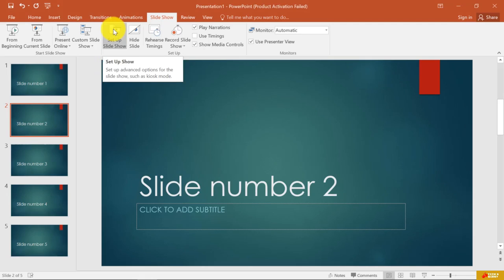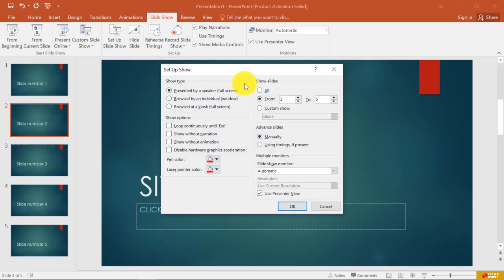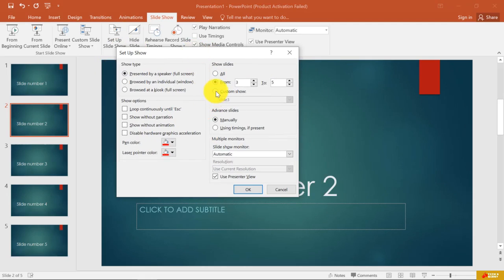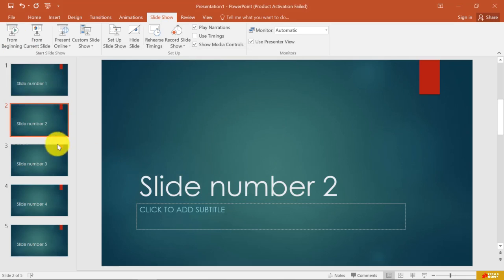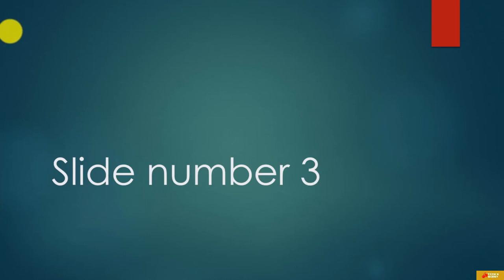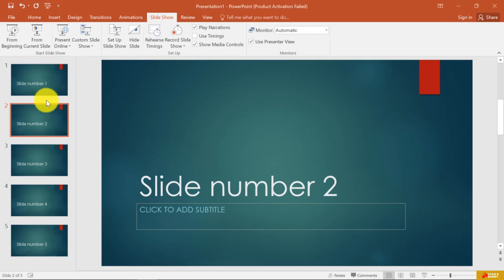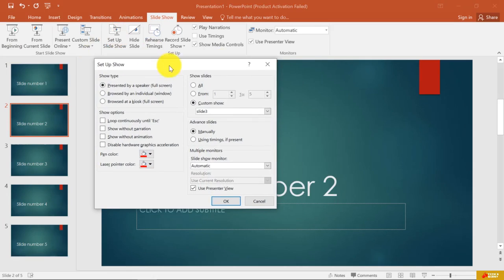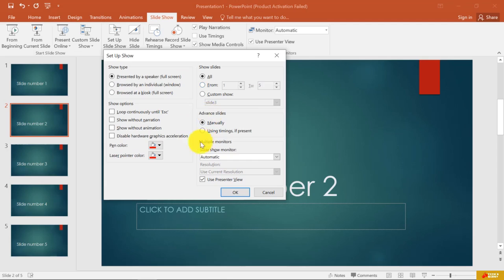Again, if I go to Slide Show, Set Up Slide Show, and check Custom Show and click on OK, you'll see it will start from slide number 2 because we have added slide numbers 2 and 3 to our custom slideshow. Like this, slide number 2, slide number 3, and it will end our slideshow. You can easily add your own custom slideshow. Again, if I go to Set Up Slide Show, I will click on All.